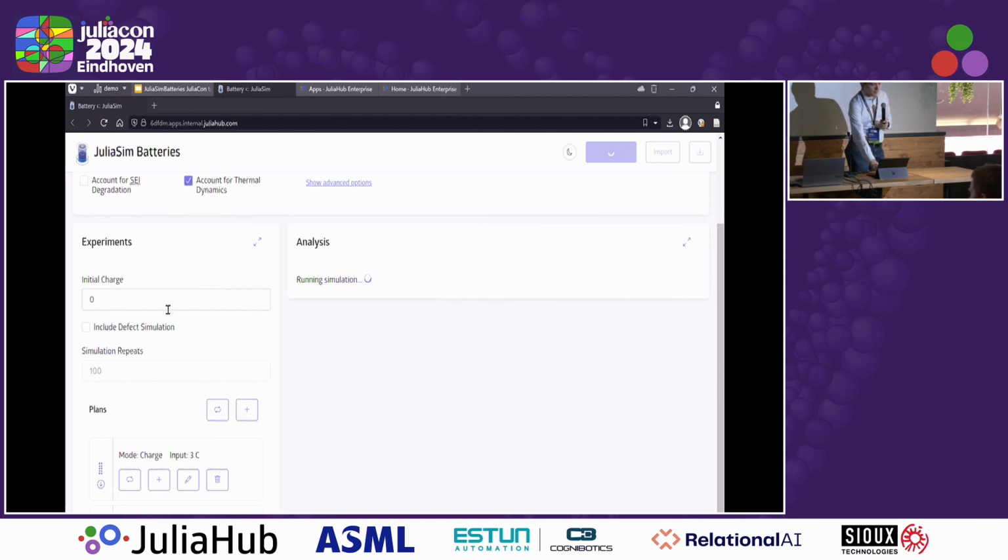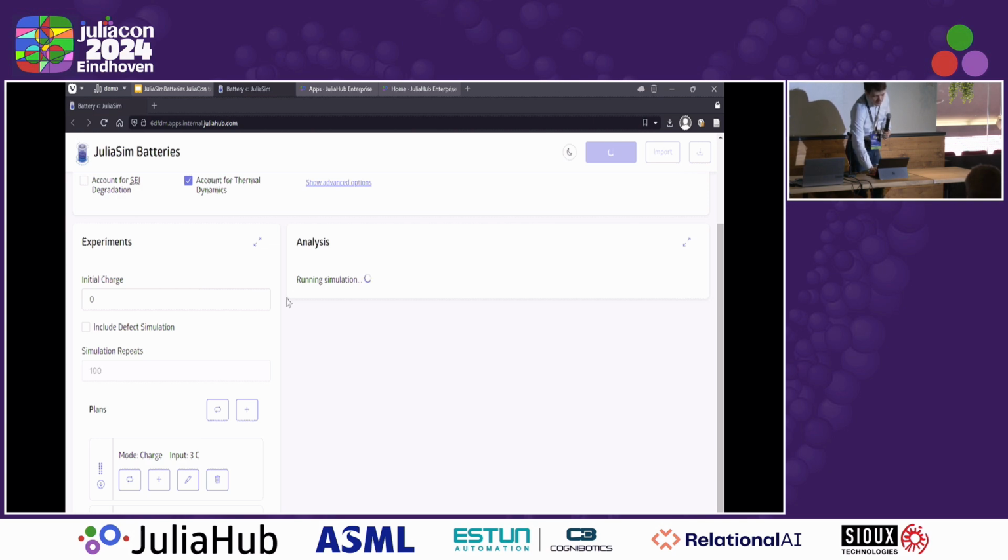Also, in these options here, we have defect simulation. What this means is that for some of the parameters, we can include a distribution. So it's not just one single value in the parameters for the differential equations that we're solving. We have a distribution, and we run the simulation here about 100 times over, but you can repeat it even more if you want.